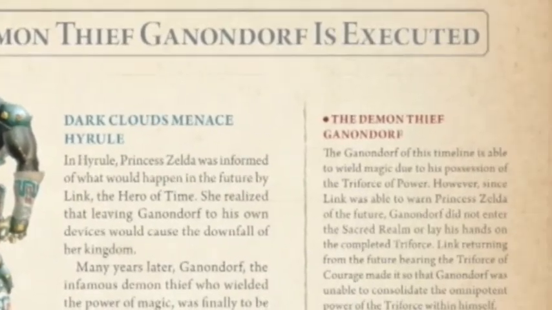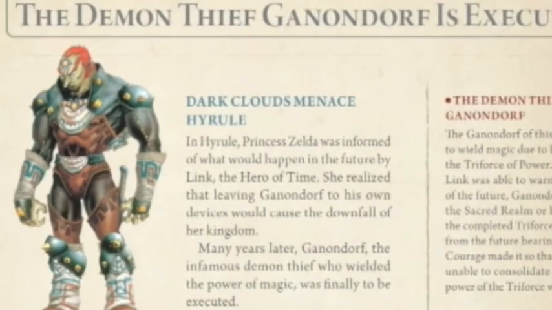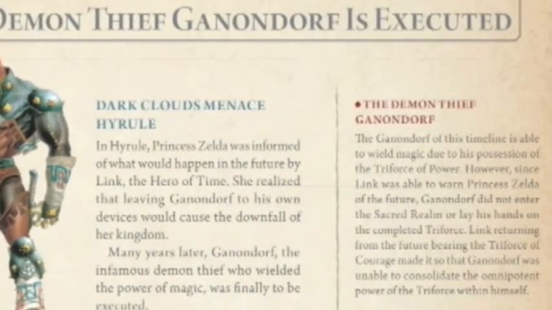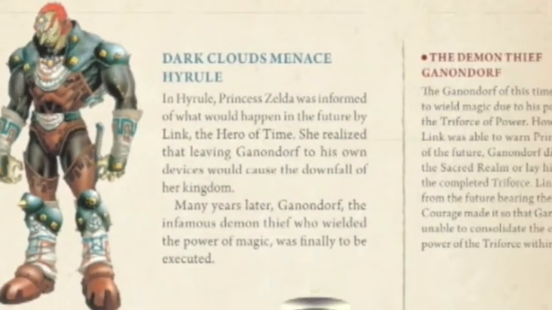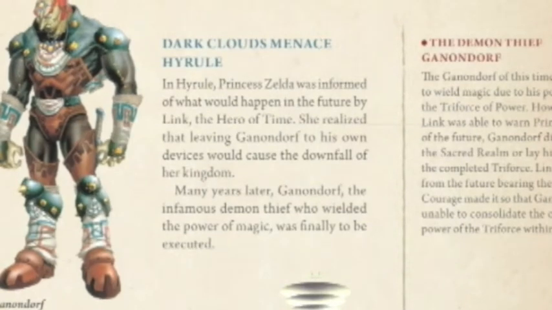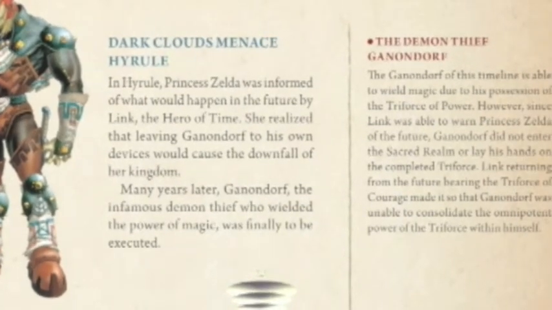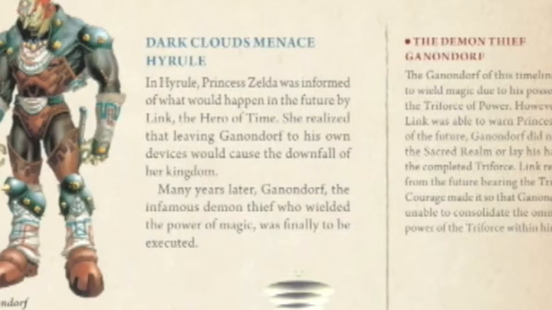Alright, now we're getting into Twilight Princess. The demon thief, Ganondorf, is executed. Not Ganon, he's Ganondorf. Never transformed into Ganon. Dark clouds menace Hyrule. In Hyrule, Princess Zelda was informed of what would happen in the future by Link, the Hero of Time. This is what happened when Link was doing Majora's Mask. She realized that leaving Ganondorf to his own devices would cause the downfall of her kingdom.